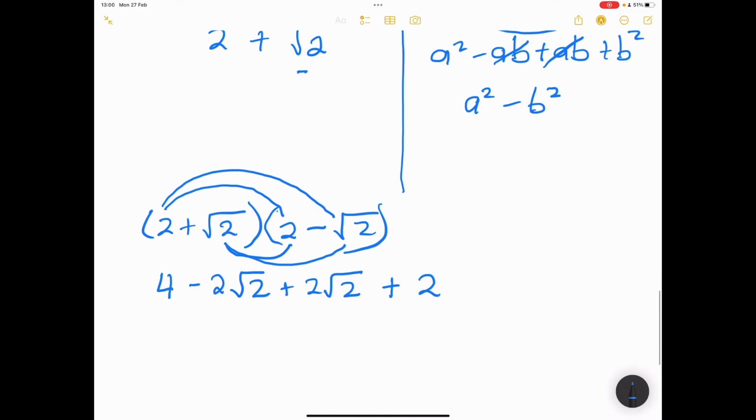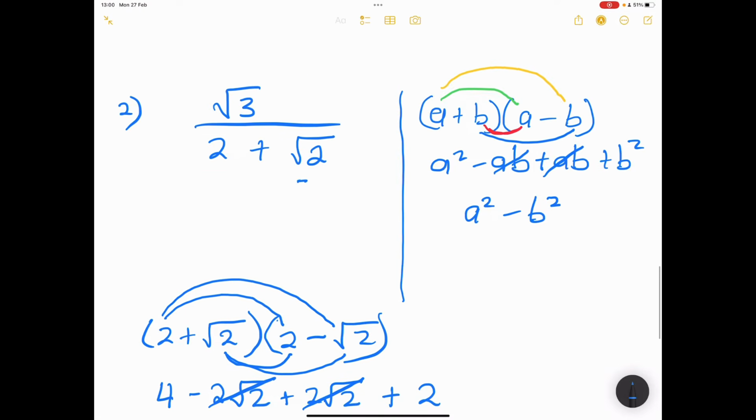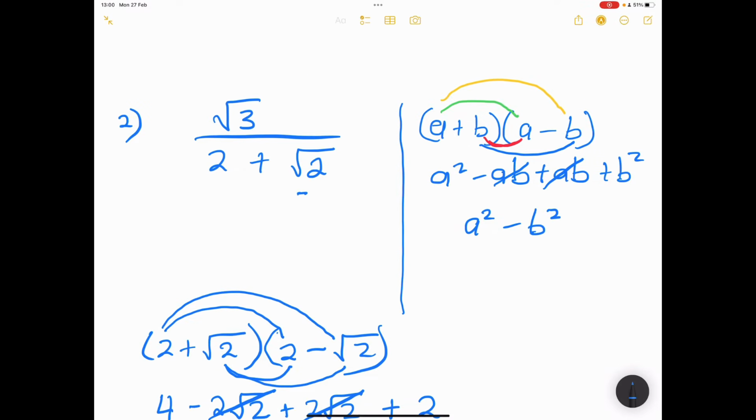Okay, so now what happens? We note this cancels again. And what are we left with? 4 plus 2, that will give us 6. So in this case, what this simply means is that now when we've got something, okay, I may be running out of space. Let me just write it nicely.